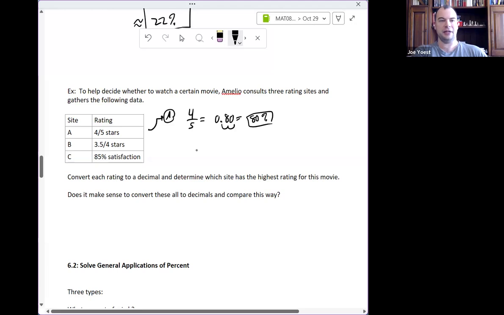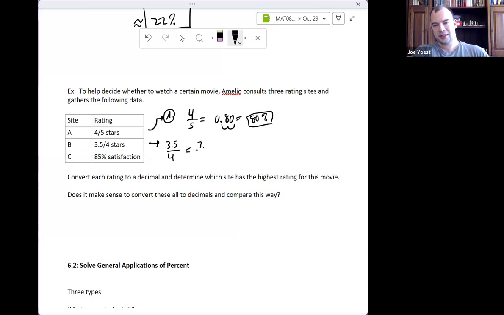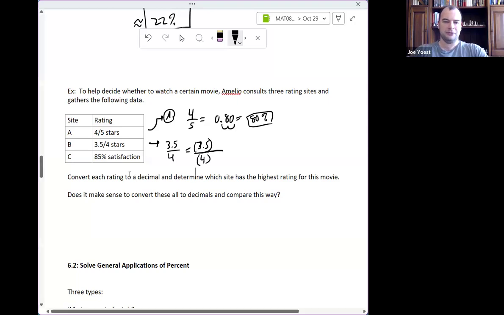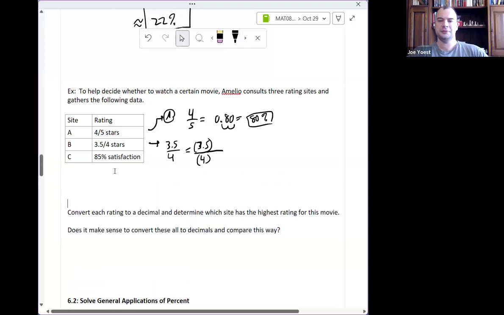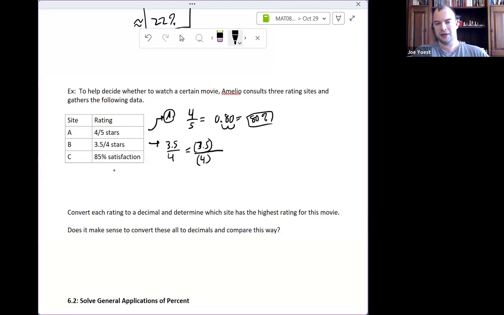So site A has kind of an 80% rating, let's call it. Site B, 3.5 out of 4. I could actually keep this as a fraction, even though it has a decimal in it. I don't really want to do the whole long division, but I see that I can multiply 4 by something to make a nice 100 in the denominator. I can multiply by 25.